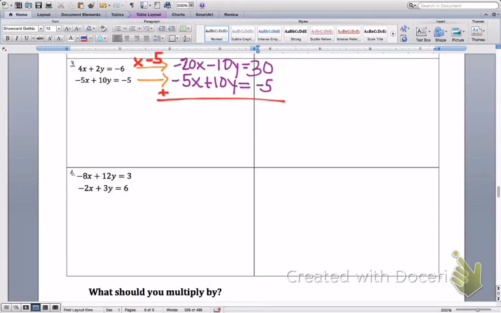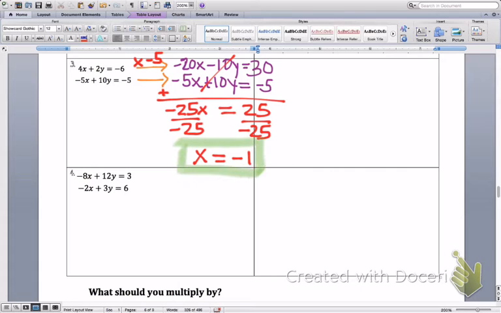All right, let's go ahead and add these using the elimination method. The negative 10y and the 10y cancel out. Negative 20 and negative 5, both negative, add up and give us negative 25x. 30 minus 5 is positive 25, and divide both sides by the number next to the variable, which is negative 25. x gives us negative 1. So we have our x term.